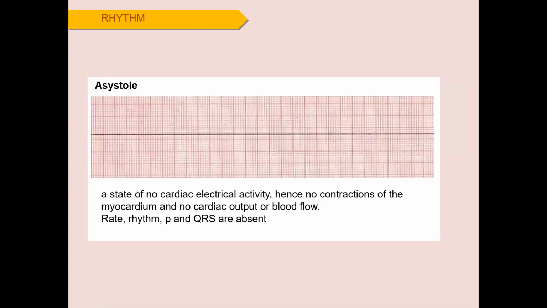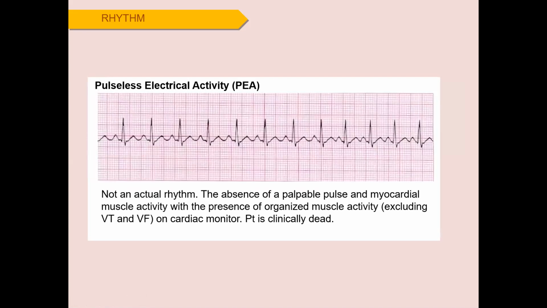Asystole, as occurs after death usually: no electrical activity, a straight line. Pulseless electrical activity: the myocardial electrical activity is there, but there will be no pulse. The patient is usually clinically dead.